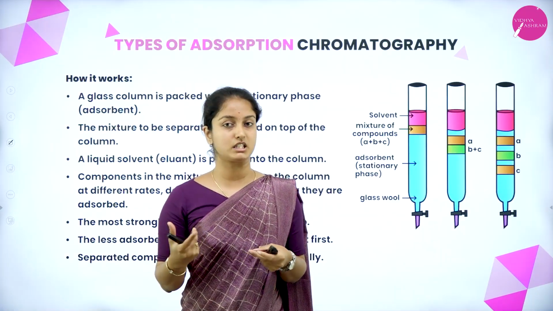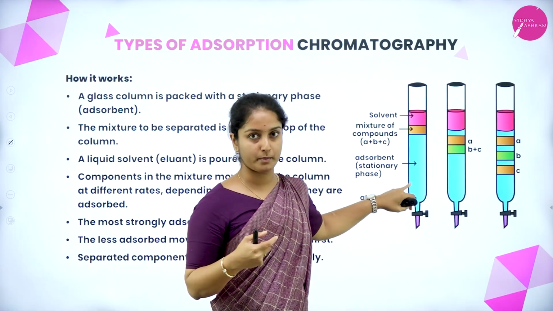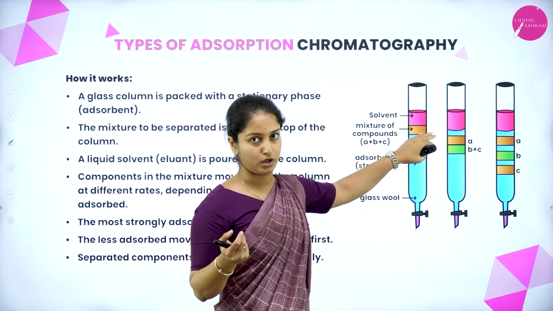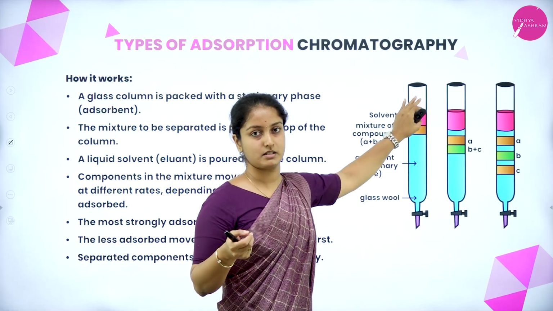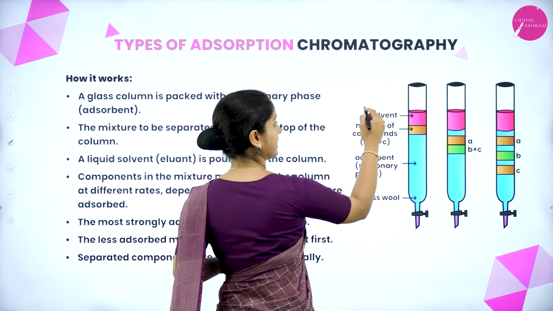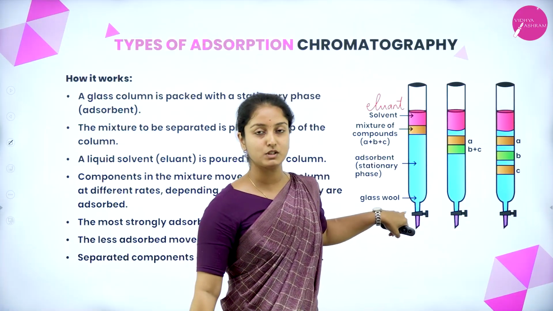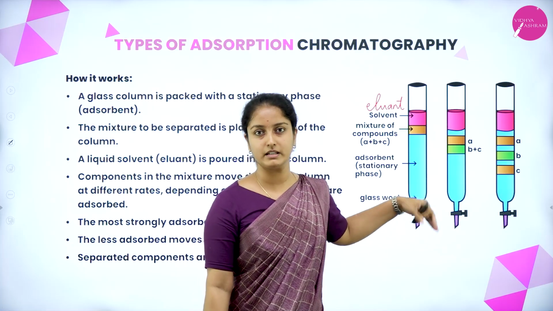So let us see how does it work. This is a glass column that is packed with the adsorbent, that is stationary phase. A mixture of compound is placed on the top of the column. Then above that a solvent is placed on it. A solvent here can also be called an eluent. And a glass wool is placed at the bottom of the column to avoid the easy flow of the mixture.